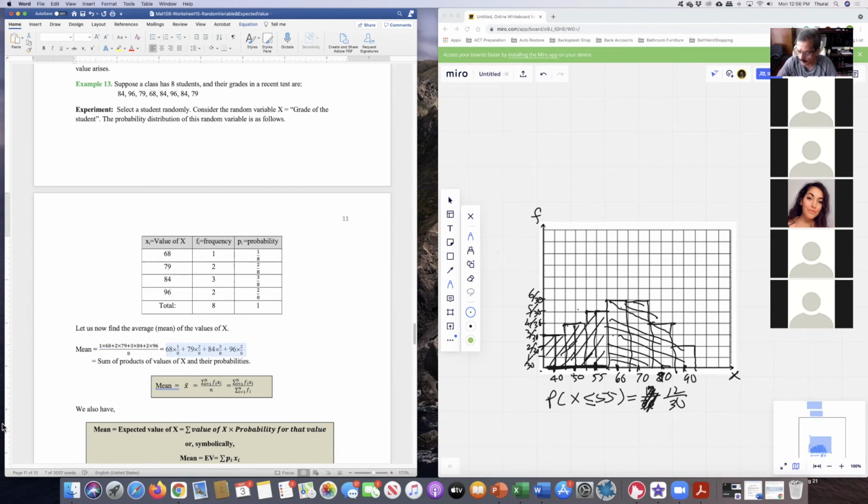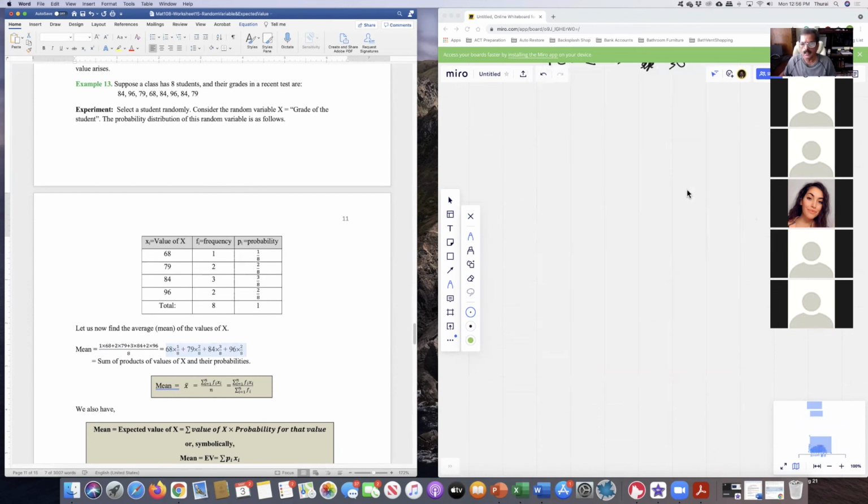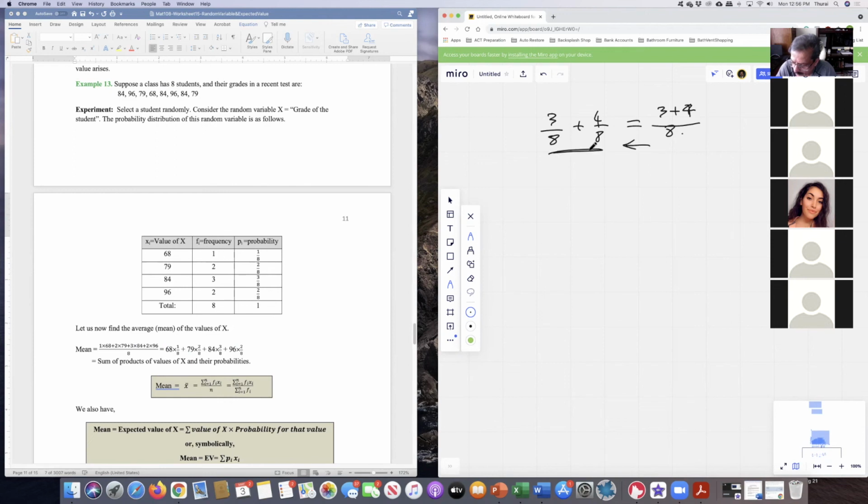Let me go to the board. Let me show you on the board. You have learned in basic math that if you're adding 3/8 and 4/8, that'll be common denominator 8 and 3 plus 4 in the numerator. So I can go backwards and write this in the split form this way. So that's what I'm doing. So let me do that on the board.